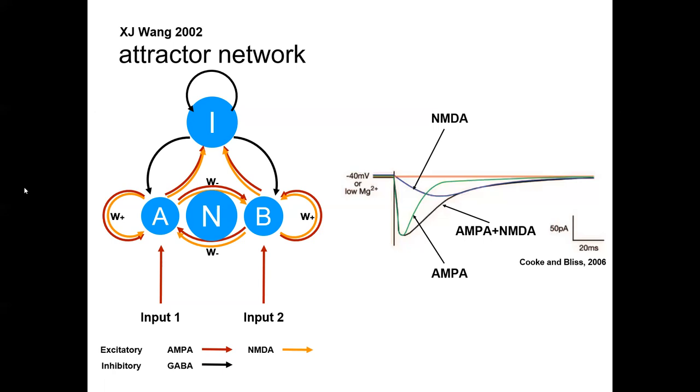So in addition to the excitatory neurons, we also have the inhibitory neurons, which receive the excitatory inputs from the excitatory neurons, and send back inhibitory connections via the GABA channel. So essentially, the A and B neurons are two groups of neurons that are competing against each other. Within group A, the neurons are more strongly connected, indicated by a larger weight W plus. And the same thing is true for the neurons within group B. But between groups A, B, and also the N neurons, the connections are weaker.